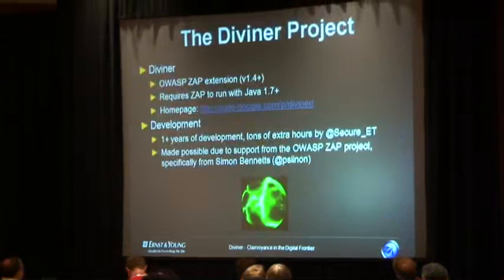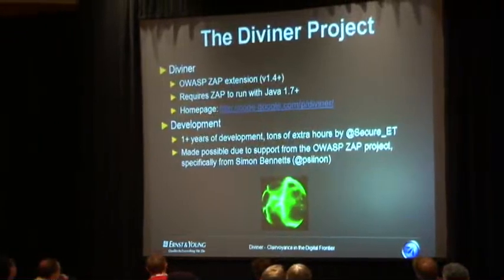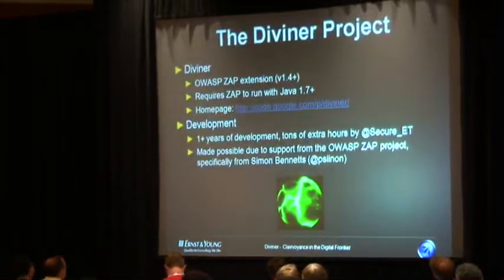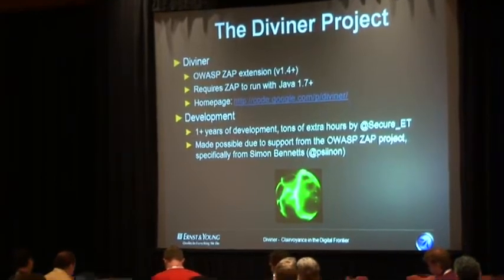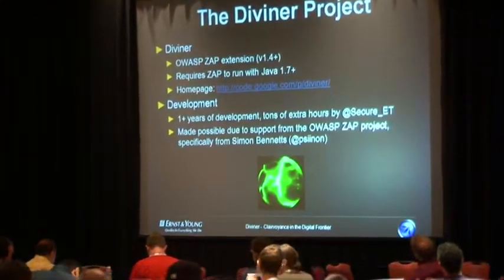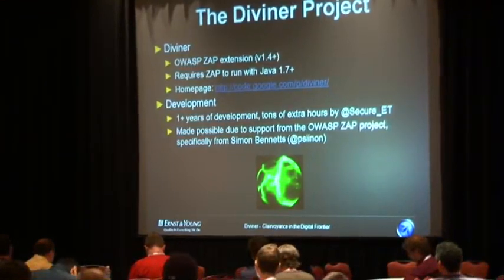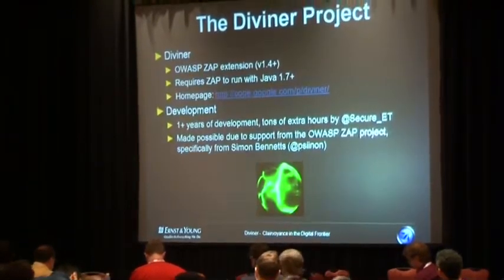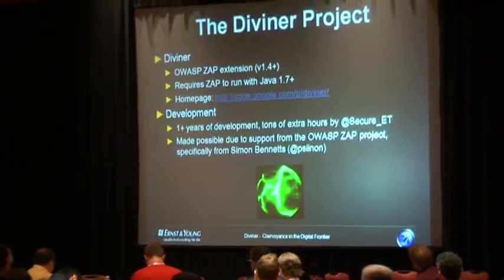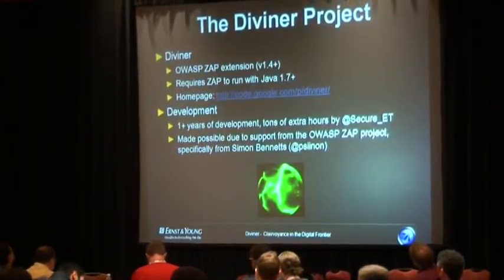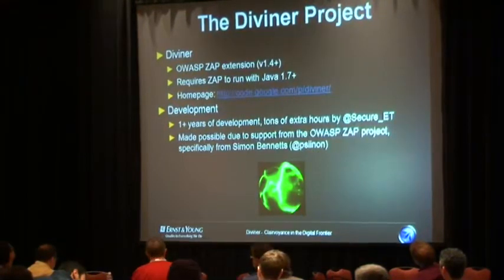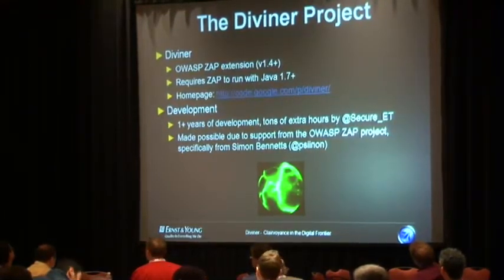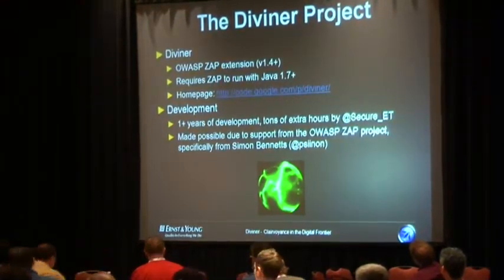I'm here to present a project called Diviner. Diviner is a new OWASP ZAP extension. It's an open source project that we have been developing for over a year. We've got plenty of support from the guys behind the ZAP, particularly from Simon Bennett. And what this tool aims to do is enhance the manual penetration testing process, to provide a set of tools that currently testers don't have in any other commercial or open source tool in the market.